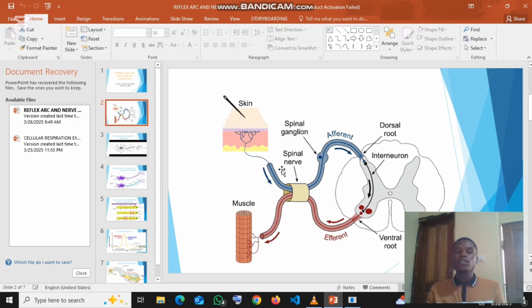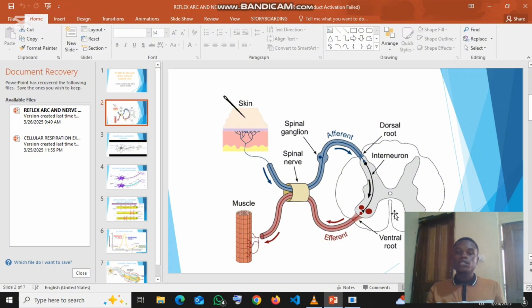Now, the movement of that impulse from the skin, from the peripheral nervous system towards the central nervous system, is what we call the afferent route or the dorsal route. Now, the central nervous system will process the information brought by the sensory neuron and know that the skin has touched a hot object. So the muscle around the skin needs to contract so that the part that was touching the hot object can be removed from the hot object.